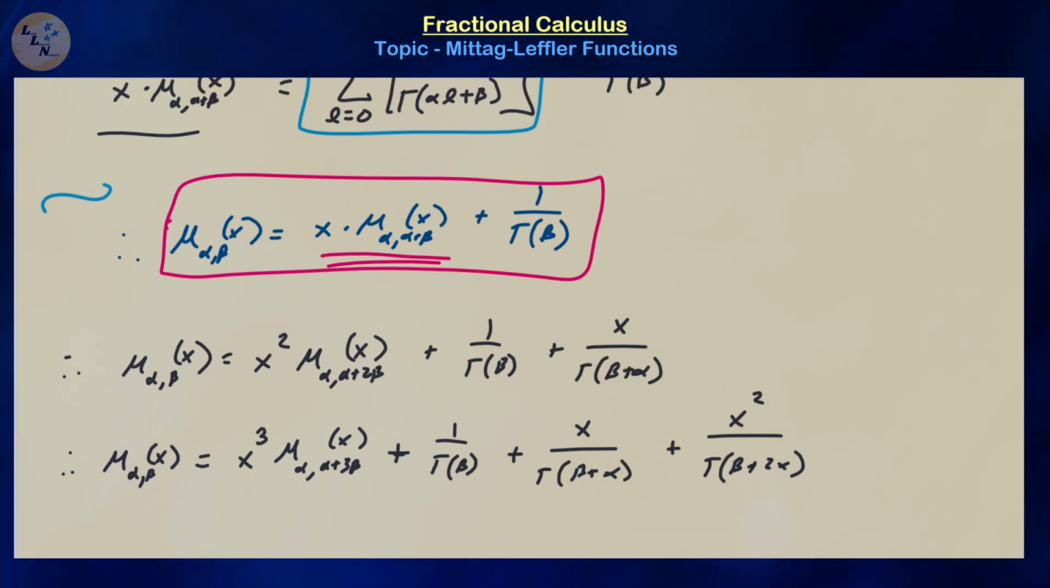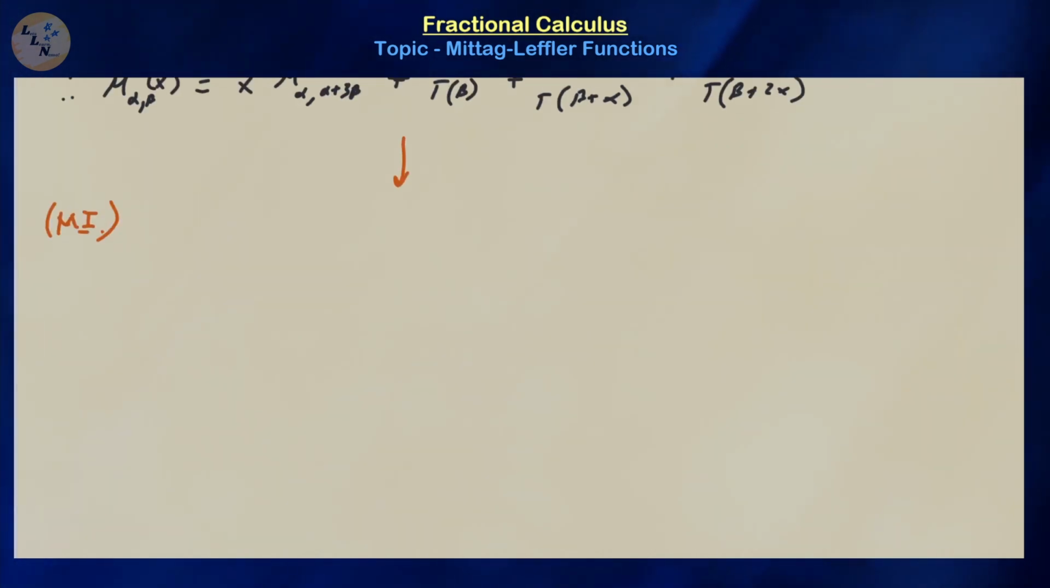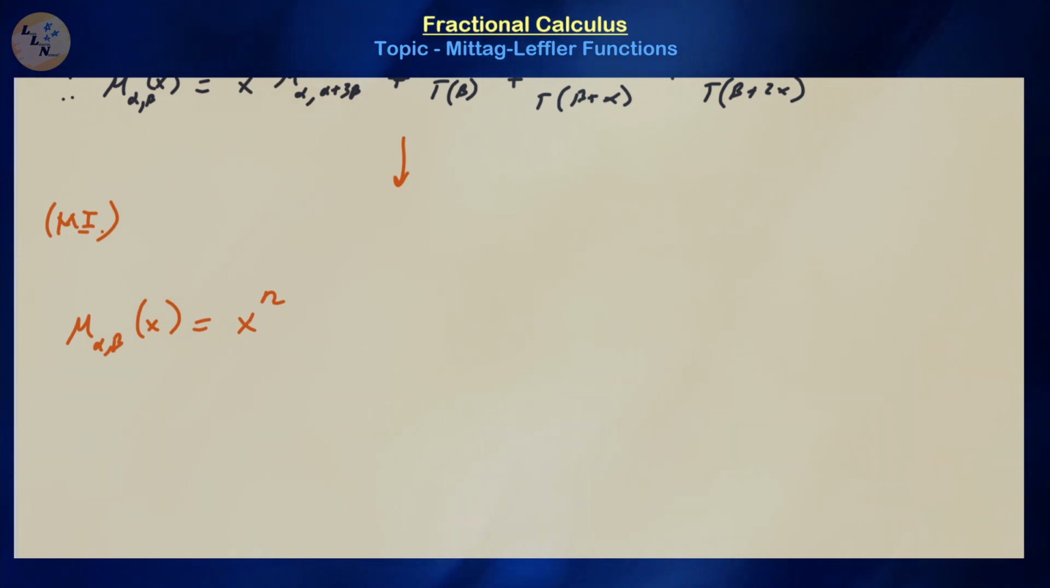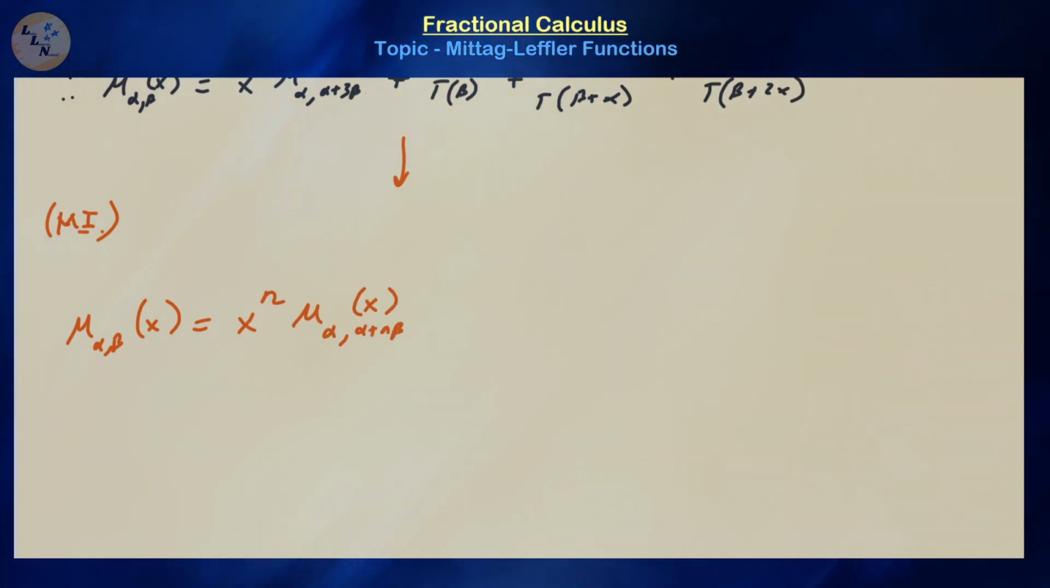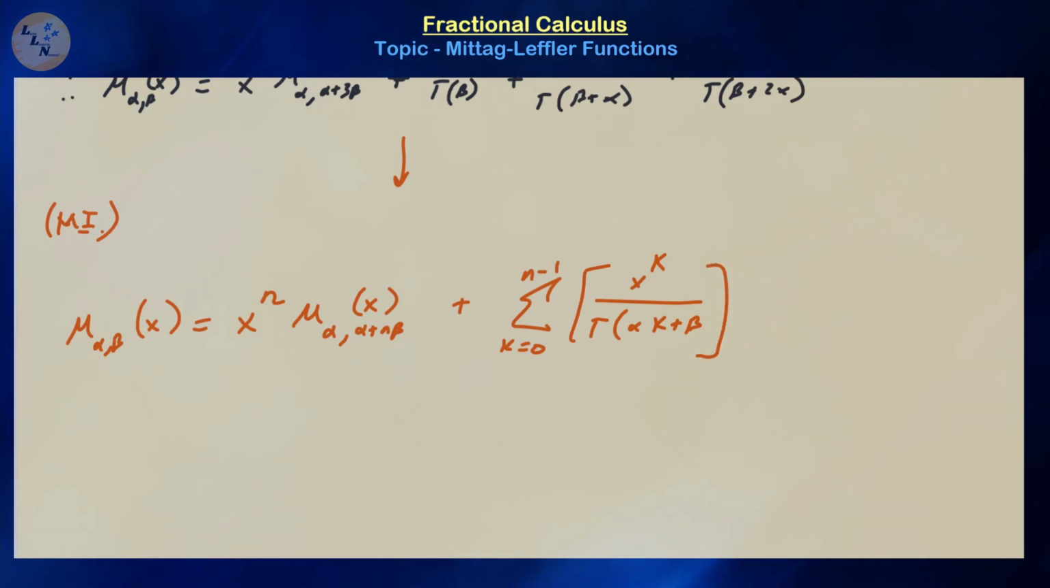Now you can apply mathematical induction here if you want to, and we can get a nice, beautiful identity, and then we can think about why we care and why we should even be interested in this little identity. So Mittag-Leffler alpha beta of x can be represented as x to the power of n times Mittag-Leffler alpha, alpha plus n beta of x, plus the sum from k equals 0 to n minus 1 of x to the power of k divided by gamma of alpha k plus beta.